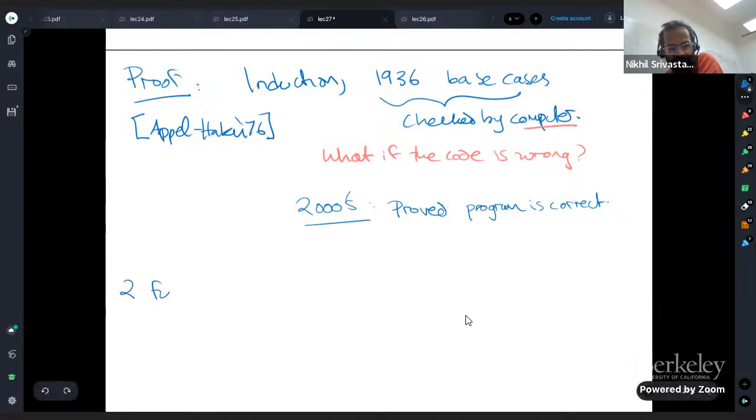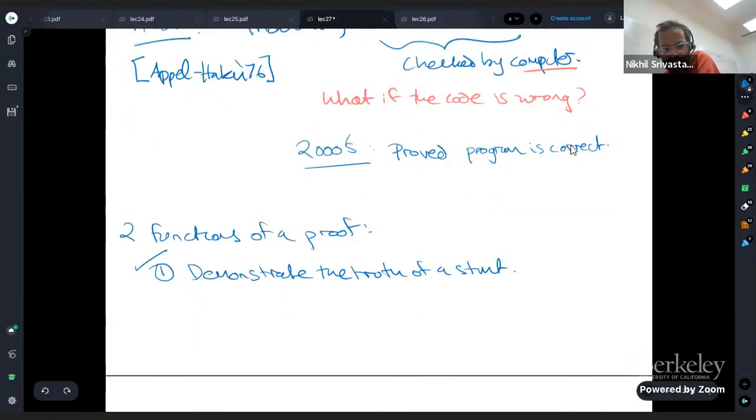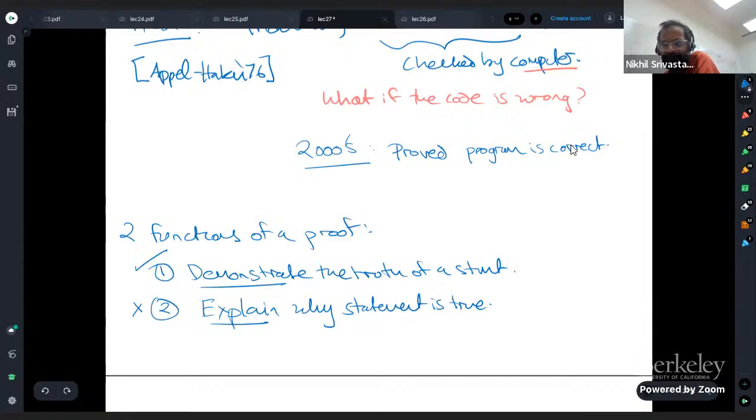And so really there are two functions of a proof, right? So the first one is to demonstrate the truth of a statement. And, you know, this proof does actually do that. After you prove that the program is correct, it's a complete proof. However, the second and maybe more important feature of a proof is to explain why the statement is true. And these are different features. And this proof is not really satisfactory from this regard.